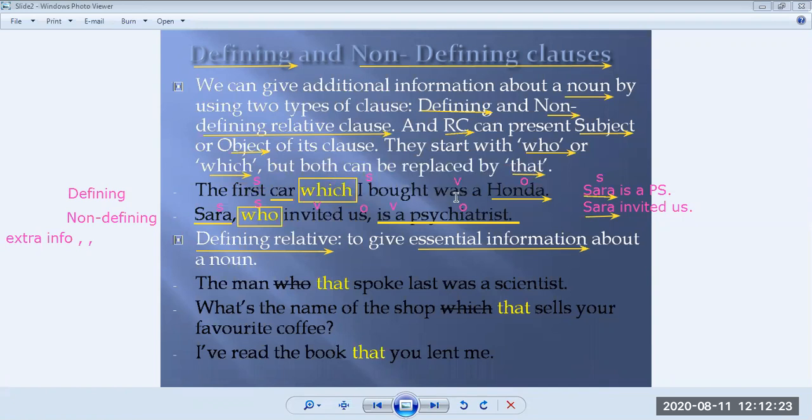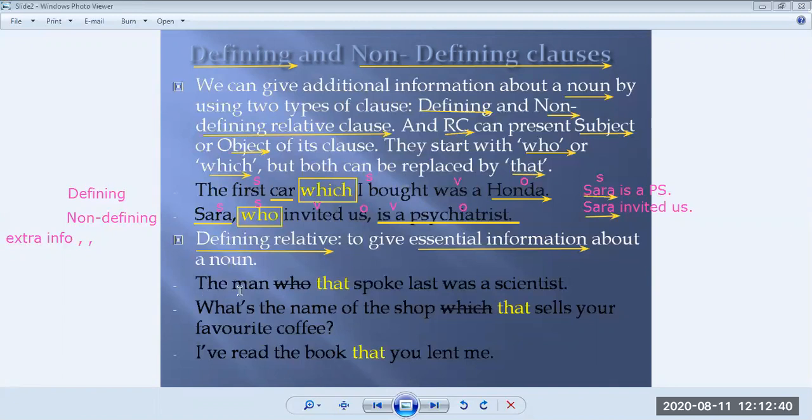The first car is here, our defining sentence. This one is a non-defining sentence. The main subject is here. The first car. For the first car we use which. So now the defining relative clause gives essential information, as I said.